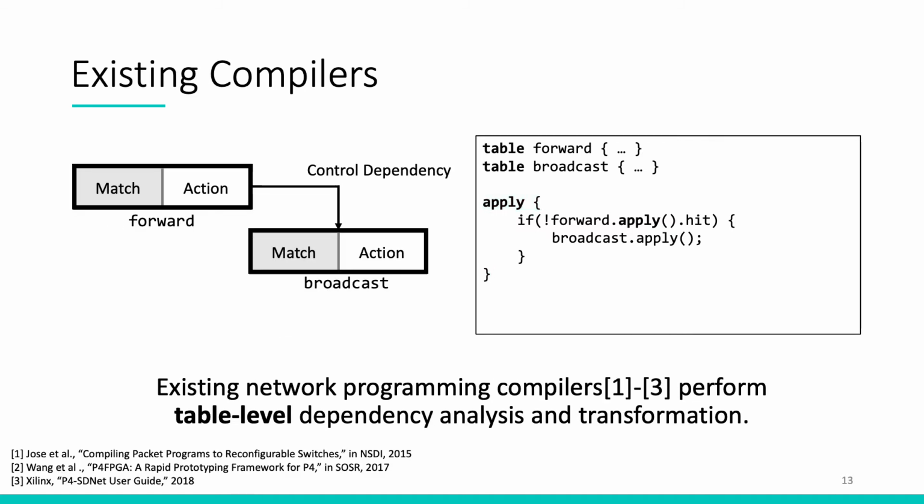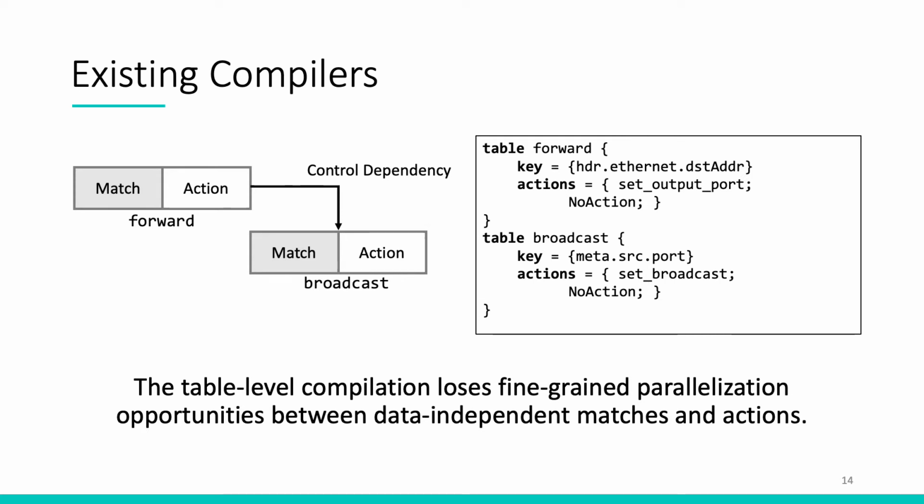I'm going to introduce the problems of existing P4 compilers. The existing compilers perform table-level dependency analysis and transformation. The compilers preserve data dependencies between tables in a coarse-grained manner and map them into a physical pipeline of packet processors. However, the table-level compilation loses fine-grained parallelization opportunities between data-independent matches and actions. Because the table forward and broadcast have a counter-dependency on each other, the existing compiler allocates the two tables in a sequential way.